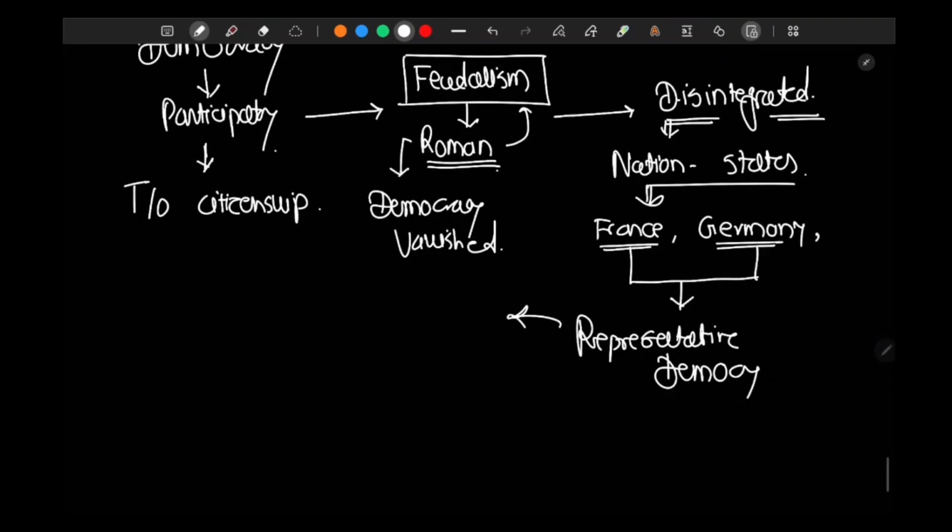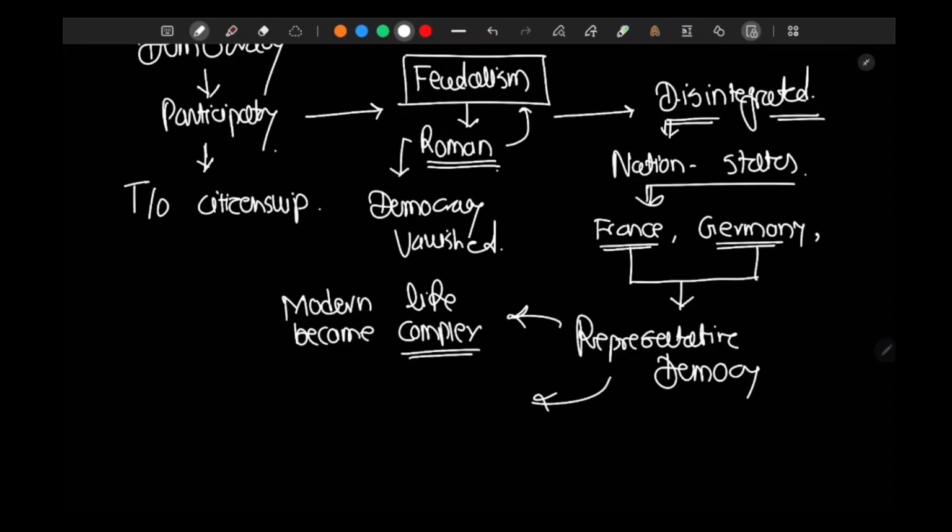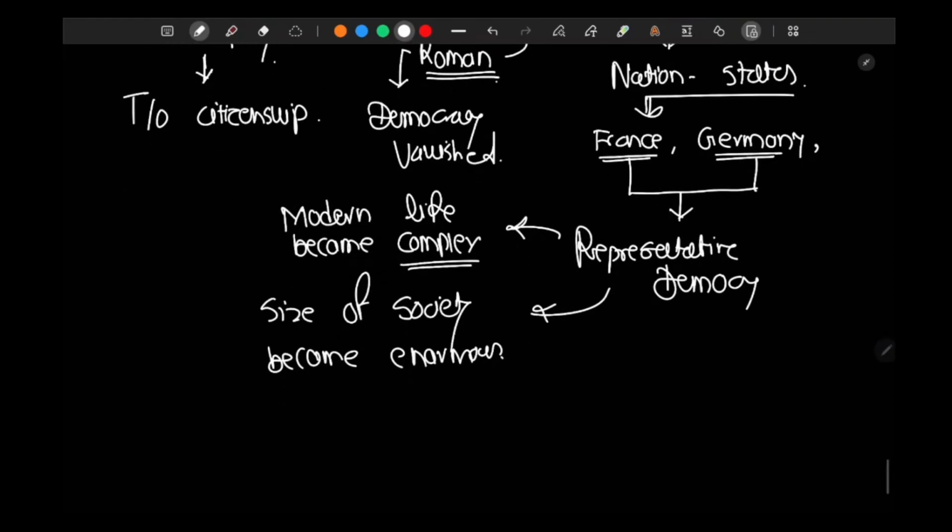As modern life became complex and the size of society became enormous, right? What do I mean by modern life became complex? That the issues which modern life had were not so simple.